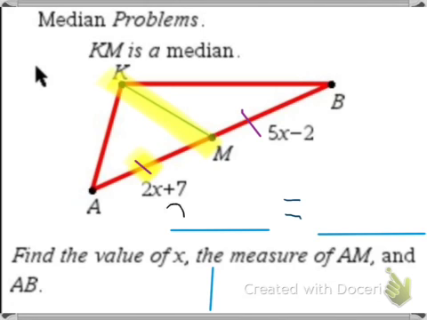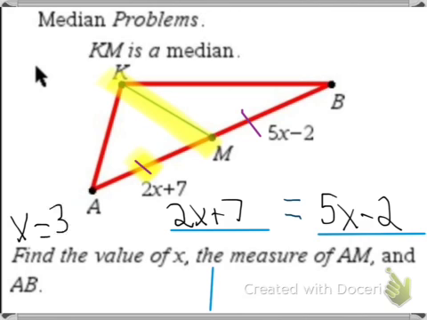So in this case, 2x plus 7 is equal to 5x minus 2. Teachers, pause the tape right now so that the kids can solve that equation out real quick. Now, when you solve that equation, you're going to get that the value of x is equal to 3.